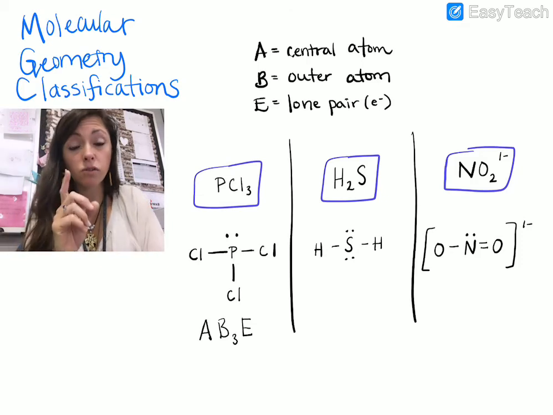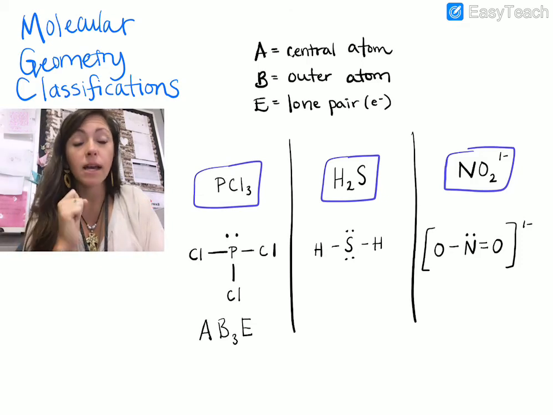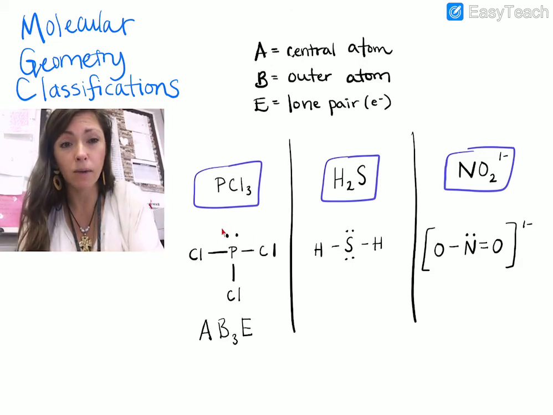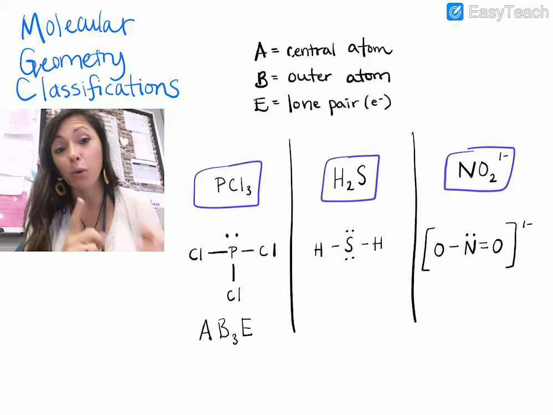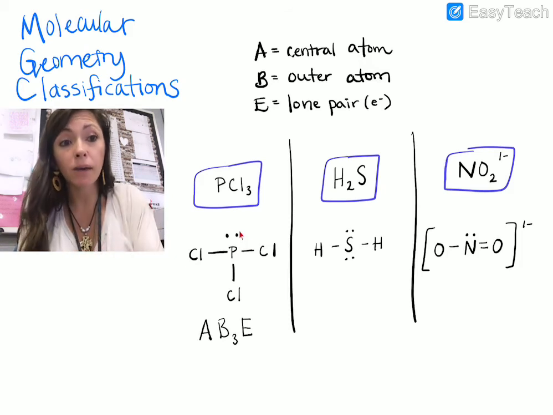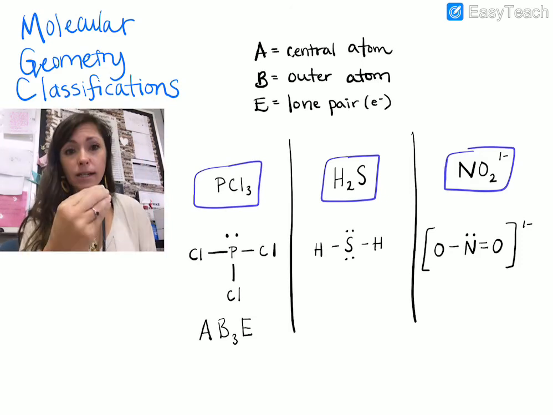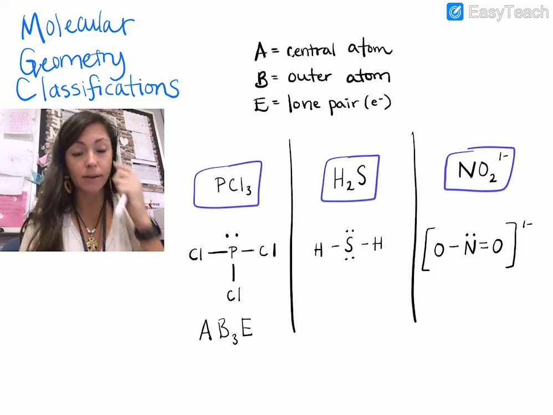It has 1 central atom, 3 outer atoms, and 1 lone pair, okay? So this right here is a lone pair. I understand it's 2 electrons, but that's 1 pair, all right? So a lone pair, again, remember, is not a shared pair. It is a pair of electrons that are not connected to another atom, all right?